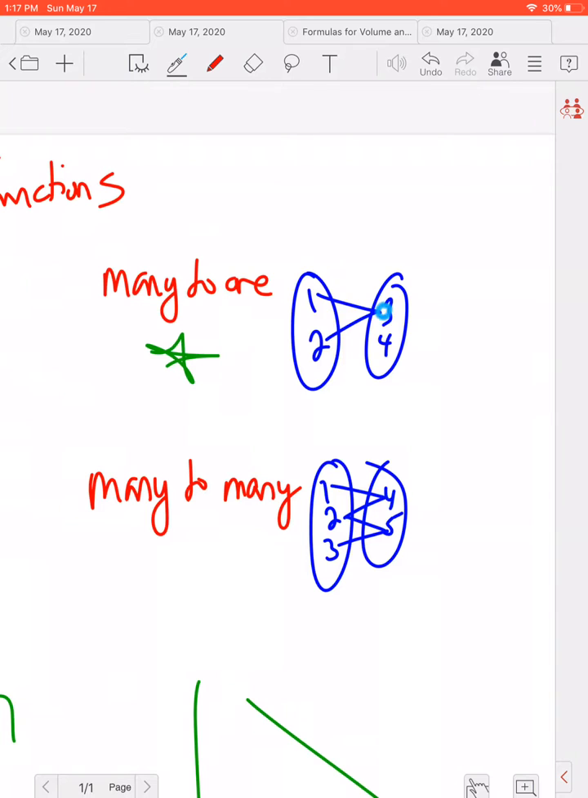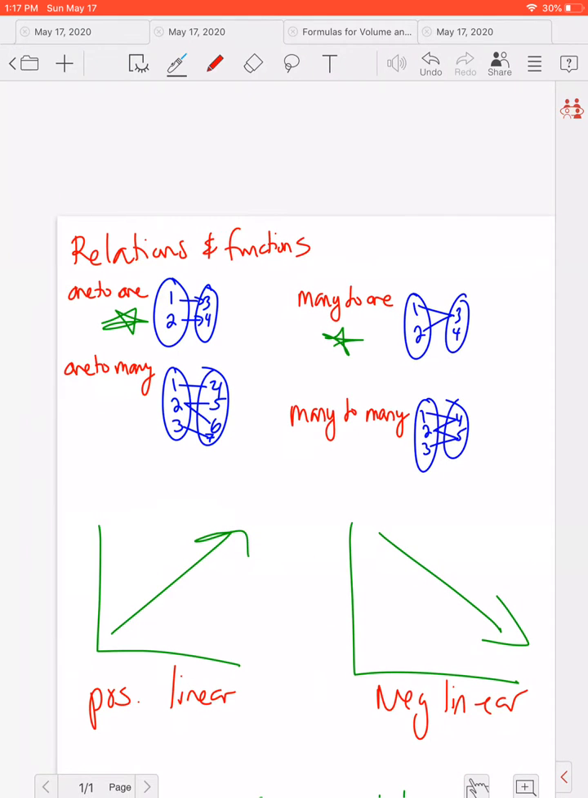If you're looking at a many-to-one and you can see that you have one on this side with multiple lines going to it, it's a many-to-one. Okay, and those are the 4 types of relations.